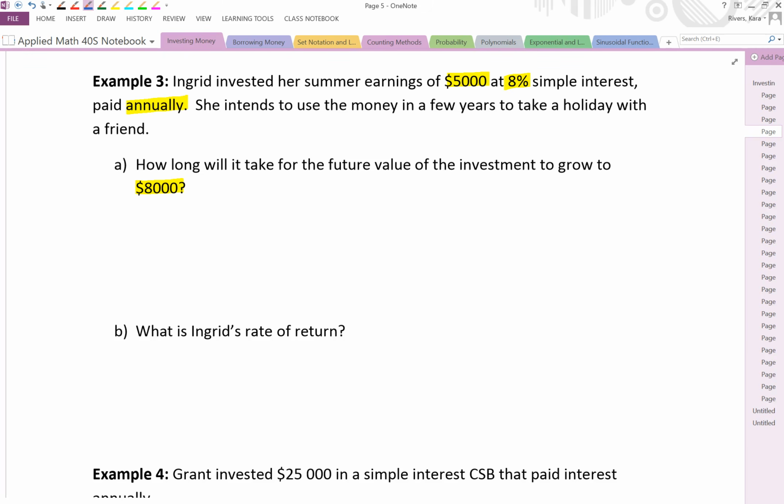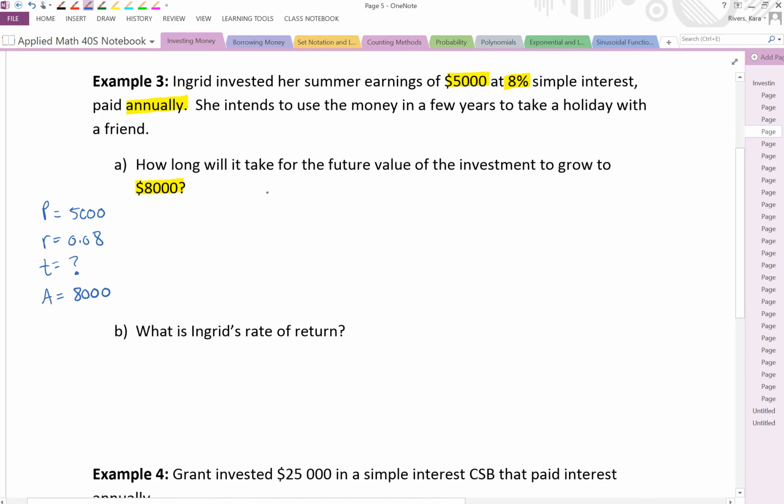So, writing out all of this in terms of our variables. We've got P is equal to 5,000. R is equal to 0.08. We're trying to solve for time, right? So we don't know what our time is, but we know that our future value is going to be, or we want it to be, 8,000. Okay? So we need to rearrange and solve for t.